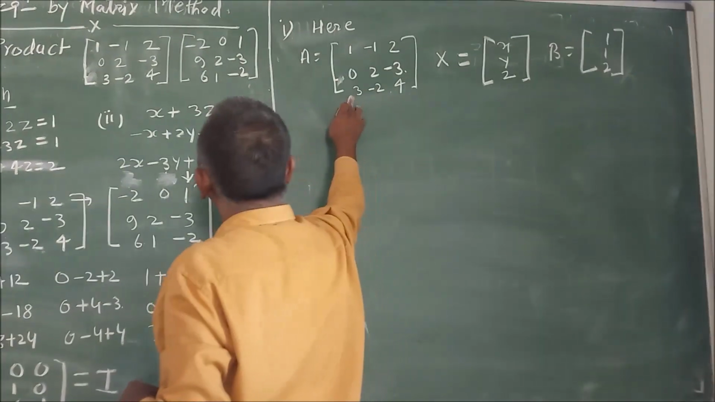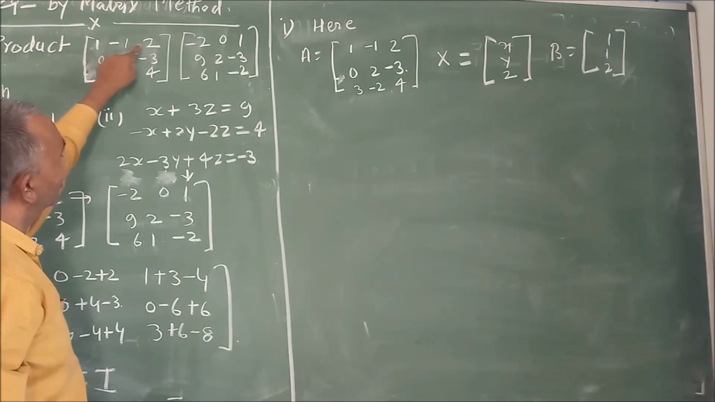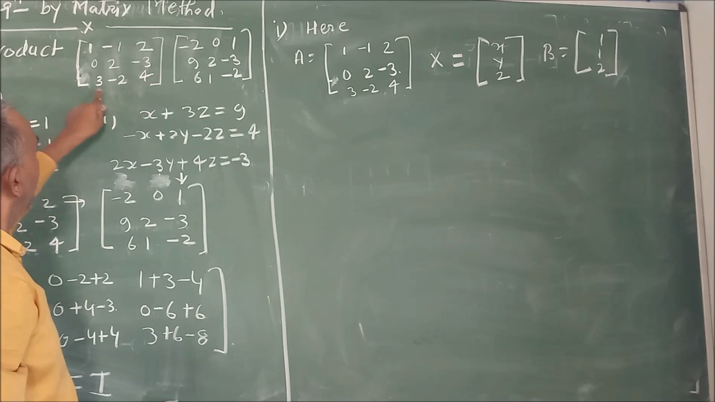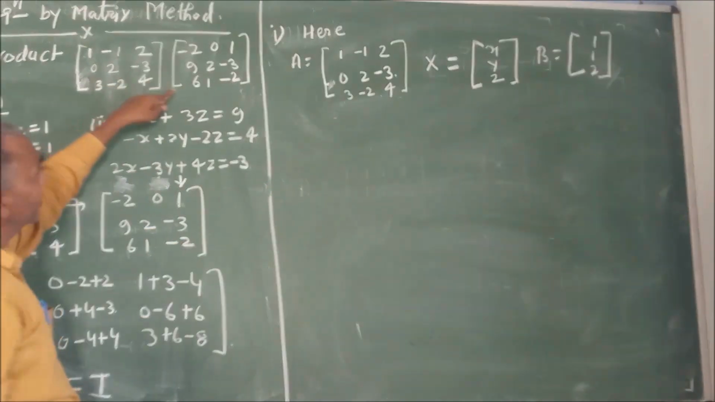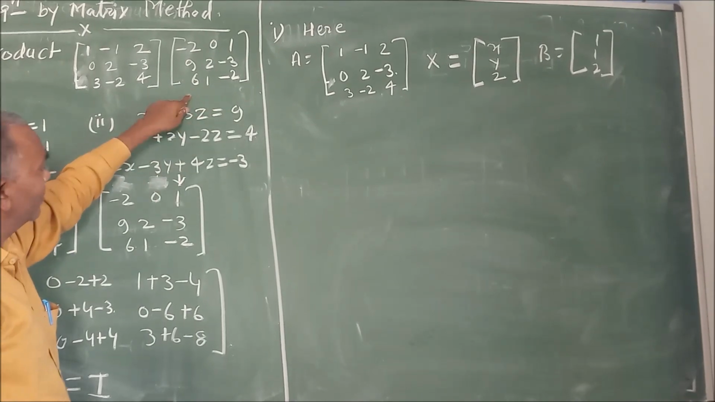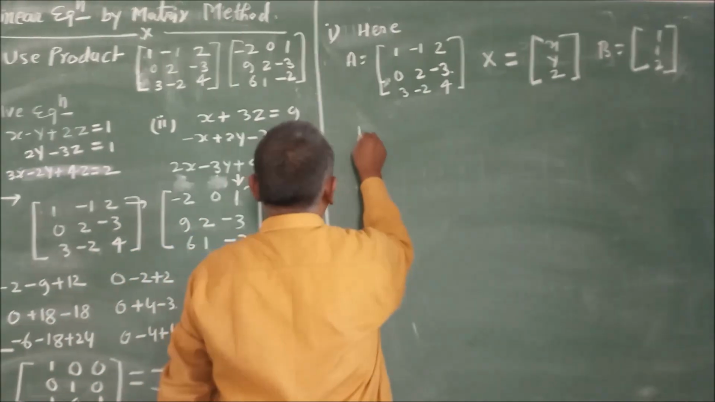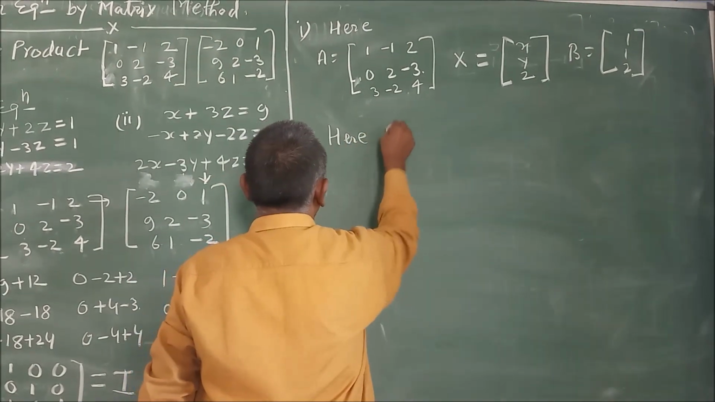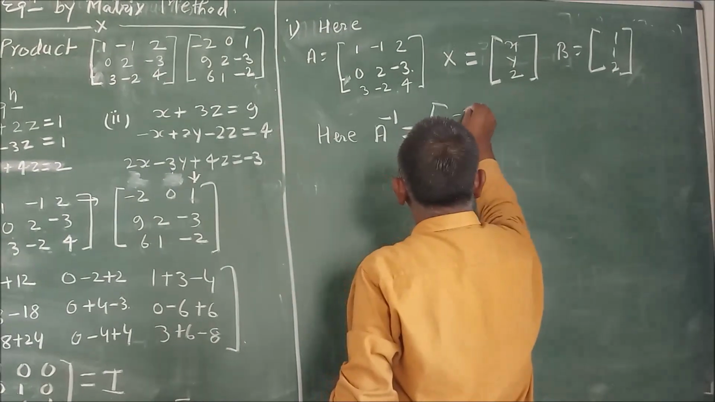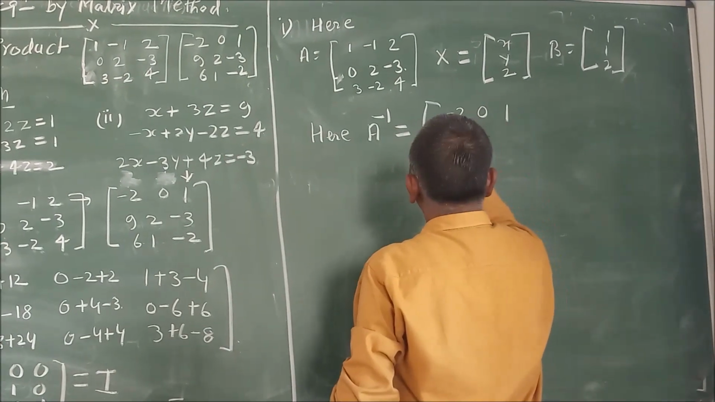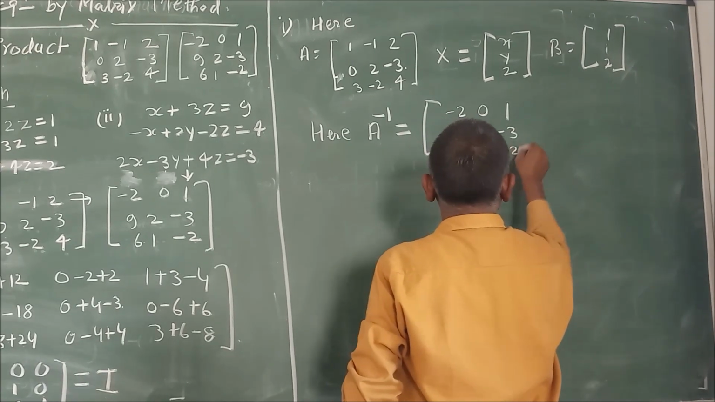Check here, the value of A is equal to which matrix? Say here 1 minus 1 2, 0 2 minus 3, 3 minus 2 1. Same. These two are same. That means this is the inverse of A. This term will be inverse of A. So here you can write clearly that A inverse is equal to minus 2, 0, 1, 9, 2, minus 3, 6, 1, minus 2.